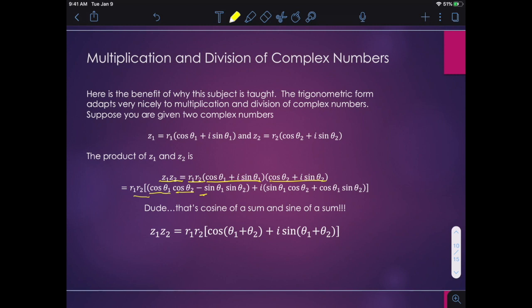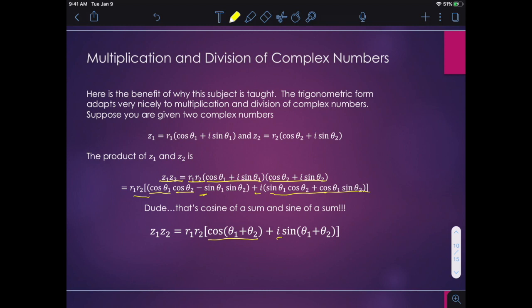So it's cosine theta 1 cosine theta 2 minus sine sine, which is the cosine of the sum of theta 1 plus theta 2. That's where this part right here comes from. And then there's the plus and there's the i, so we factor out the i. And look at this other part, sine, cosine, cosine, sine. Well, that's the sine of a sum, sine of theta 1 plus theta 2.